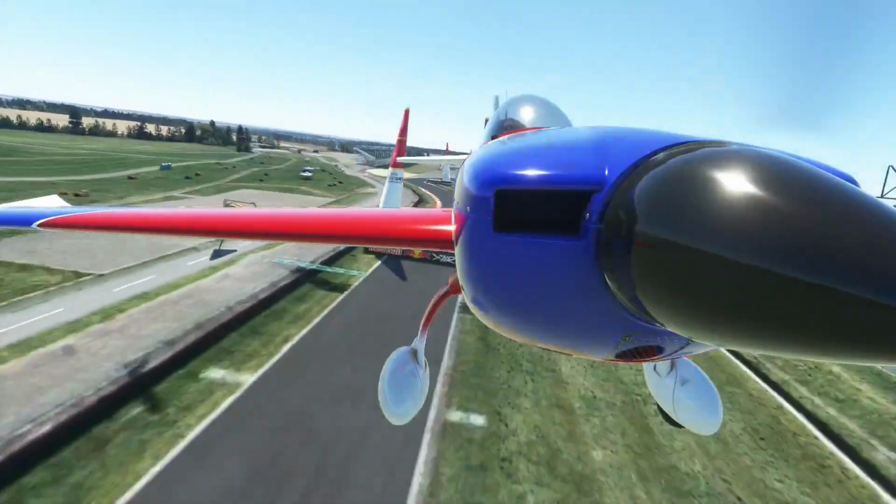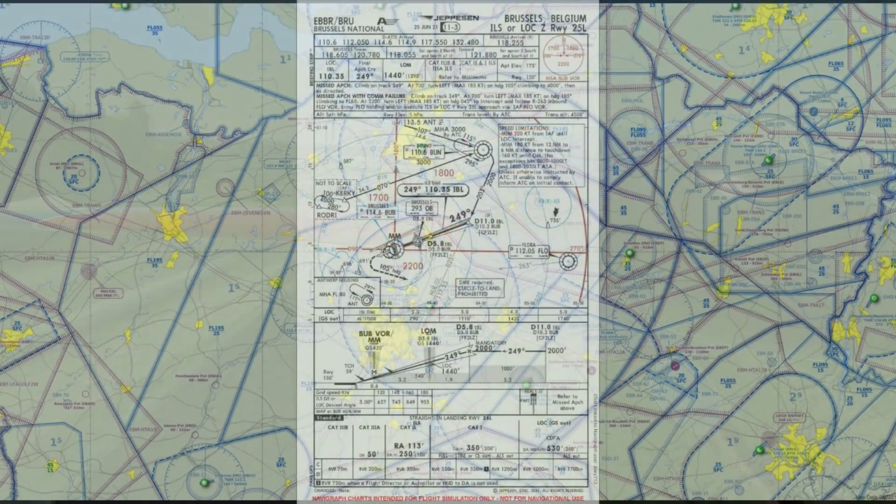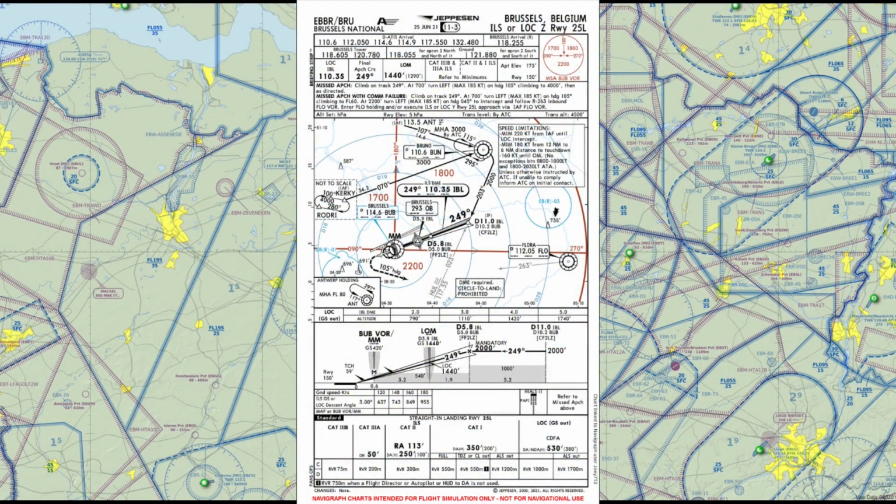Now without further ado, let's get right into it. We are going to start right where we ended the last video, which is at the Kirky waypoint. If you recall, that was the final waypoint of the arrival that we explained, and this is also the initial fix of the approach that we are going to use as an example today.